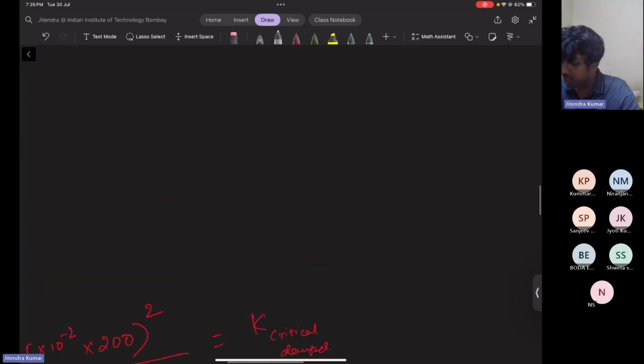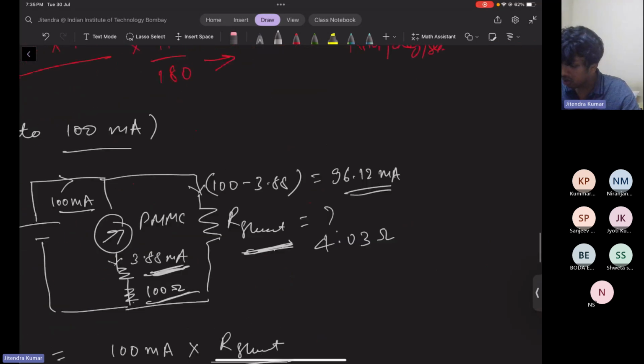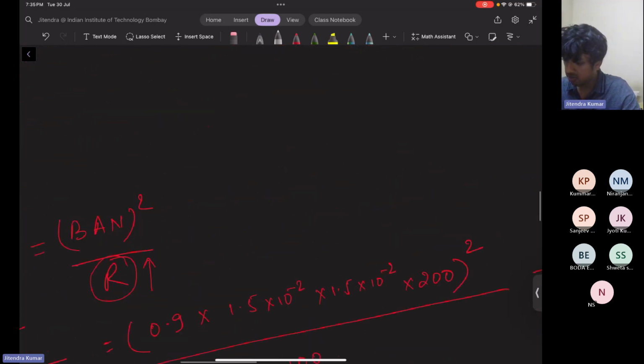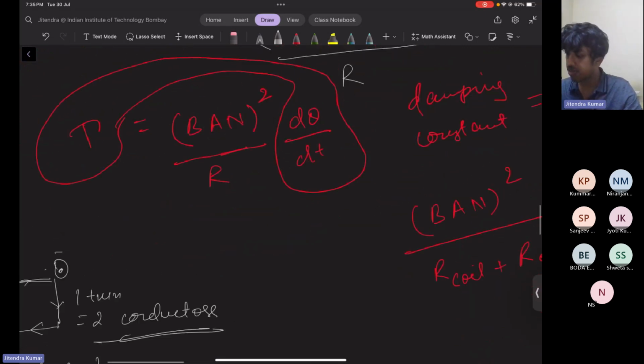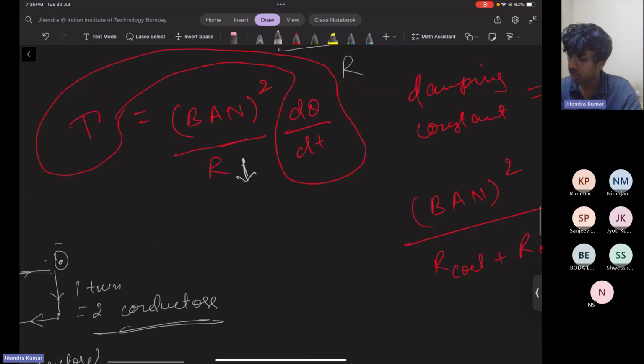Let us go back to our expression of damping torque. This is the expression of damping torque: Φ squared divided by R, into dθ by dt. So this R is getting reduced, so this torque, the damping torque, will have a higher value than the critical damping torque. It will increase. This damping torque will increase, and this will make the system under damped or over damped?